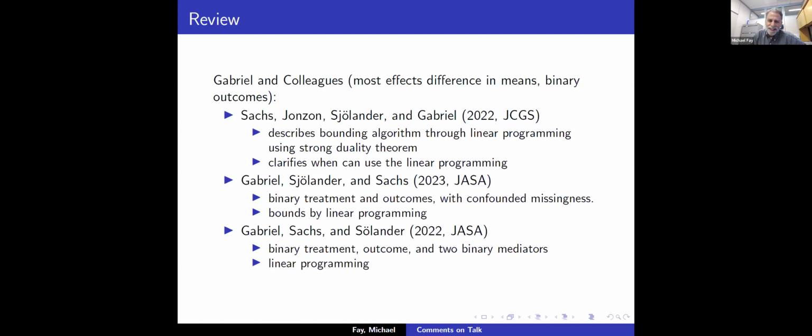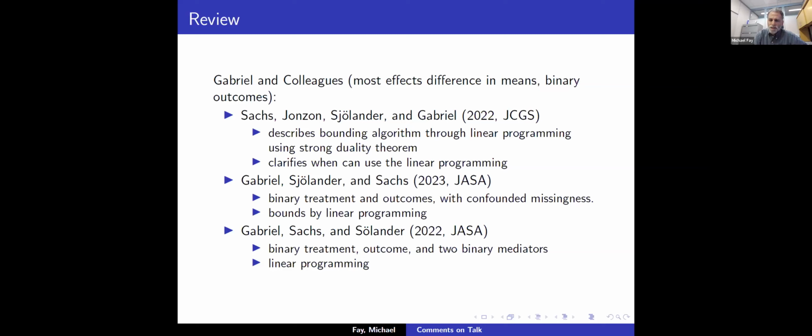And the other one is binary treatment outcomes with confounded missingness. And the last one has two binary mediators. And I even left one out that you mentioned about the outcome dependent sampling. But most of these are the simple cases where the difference in means is the causal estimand, and they have binary outcomes.